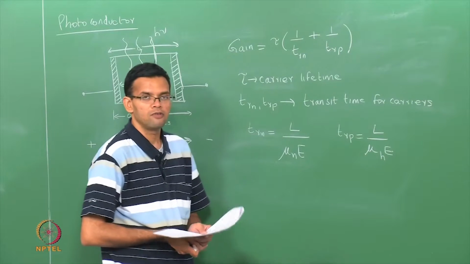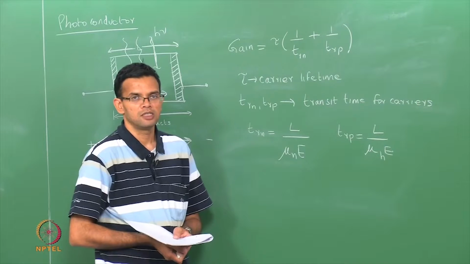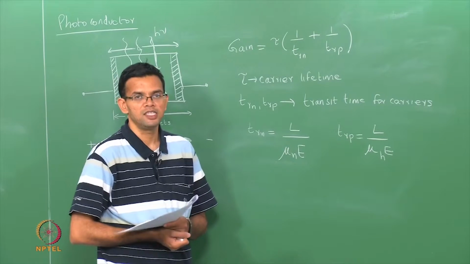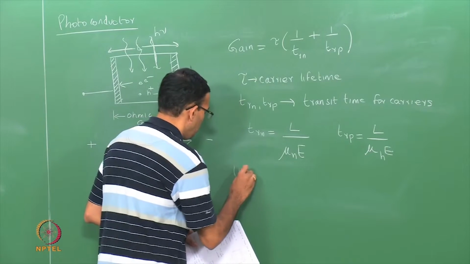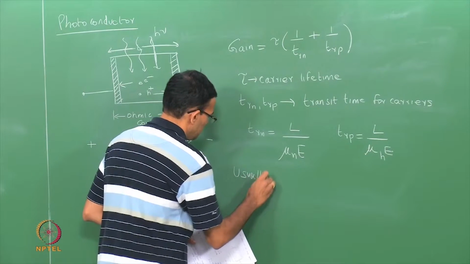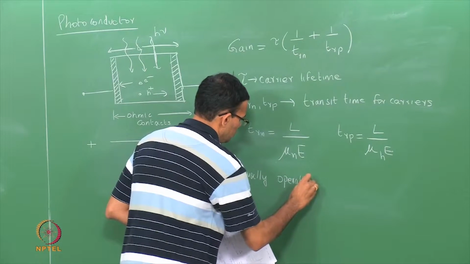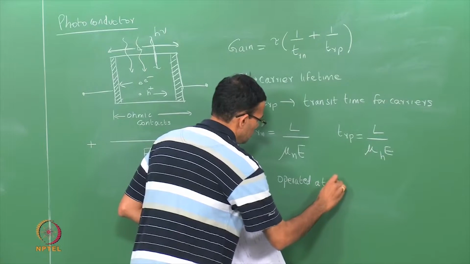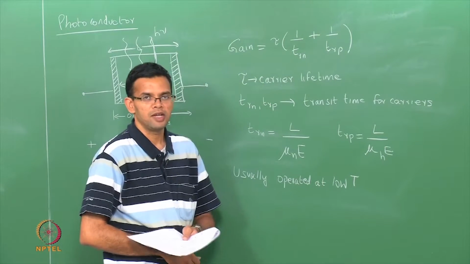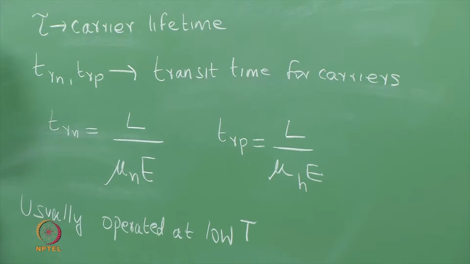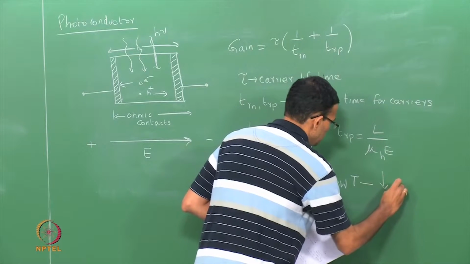Usually in the case of a simple photoconductor, there will always be some thermal noise, because you will always have some thermally generated electrons and holes. So, these devices are usually operated at low temperatures. Typically they are operated at liquid nitrogen temperatures in order to minimize the thermal noise.